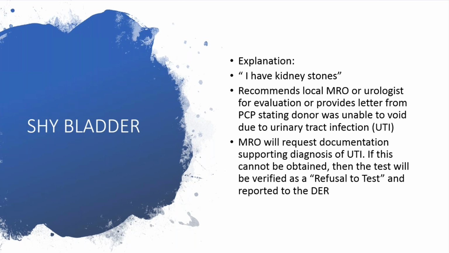If it's obtained, that's great. The test is pushed on through. If not, the test will be verified as a refusal to test, and reported to the DER with all of the subsequent consequences. So they're pretty strict with the shy bladder because it can be used as an evasive tactic to get out of a drug test on a given day because they know they can't pass the test. So they have to have a legitimate medical reason for not being able to produce 45 ml within a 3-hour period.